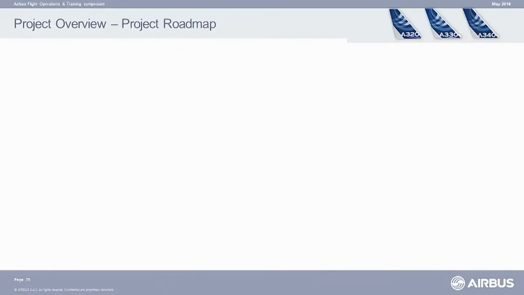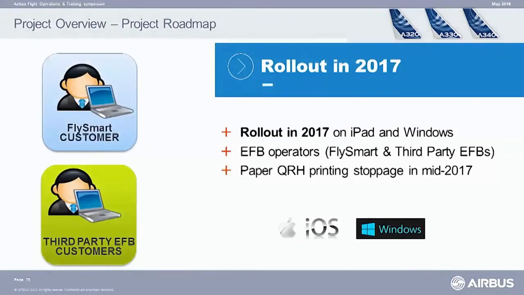So what are the next steps? The rollout of the electronic QRH is planned for you in the beginning of 2017, and it will be available both on iOS and Windows platforms, and will be available for EFB customers, either FlySmart customers or third-party EFB customers. So, as Francis said, the paper QRH printing will be stopped in mid-2017, but the QRH will continue to be available for you in XML and PDF format.